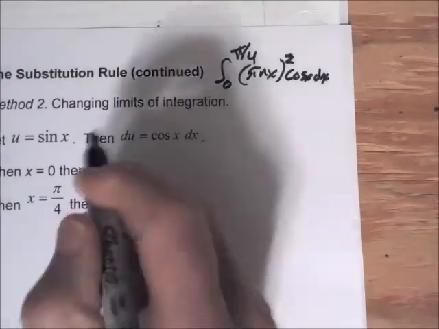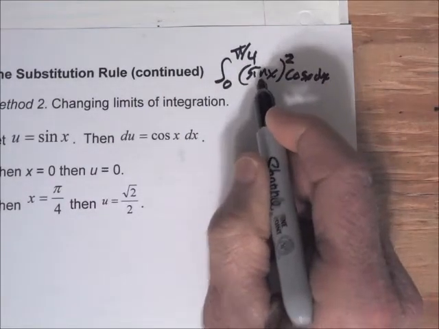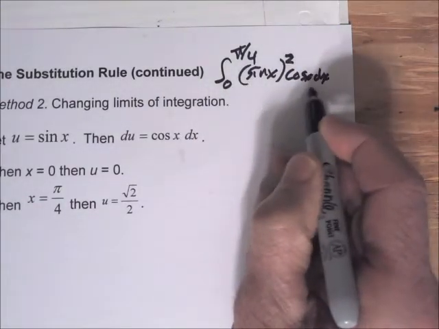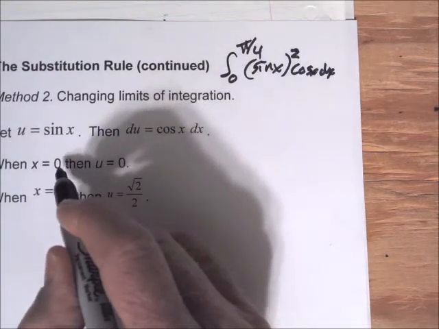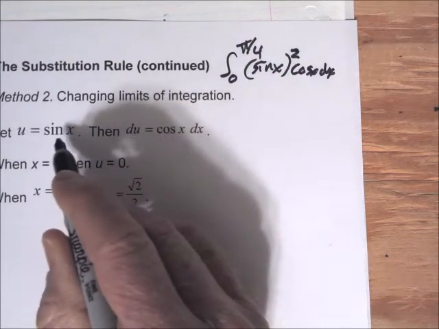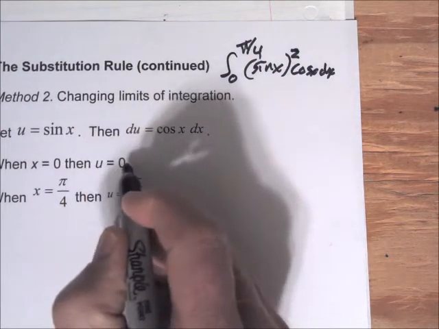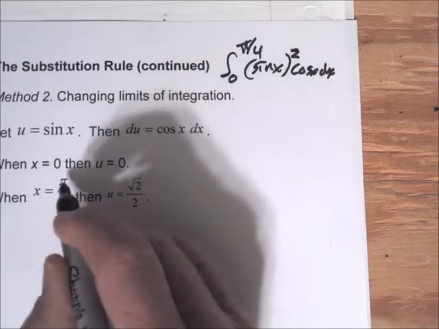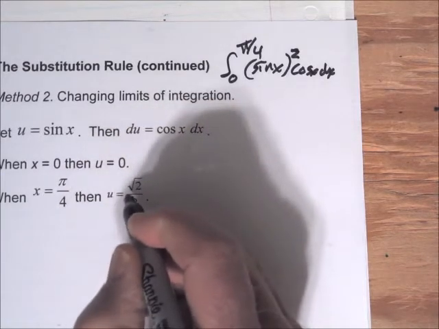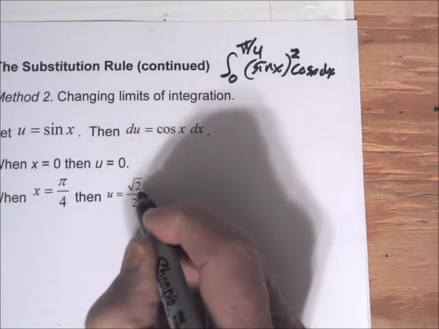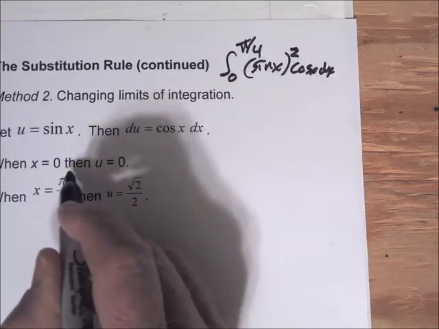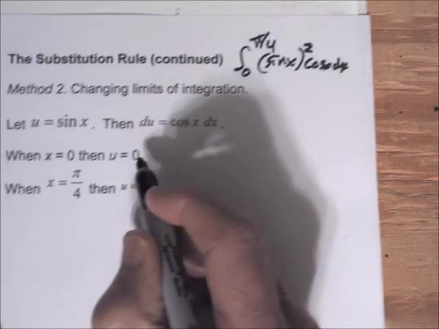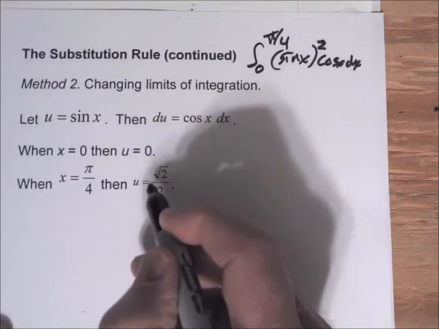Again, we'll let u be the inside function, sine x, and du is cosine x dx. But we can also change the limits of integration here. If x is equal to 0, u is the sine of 0, which is going to be 0. If x is pi over 4, u is going to be the sine of pi over 4, which is root 2 over 2. So as x goes from 0 to pi over 4, u is going to go from 0 to root 2 over 2.